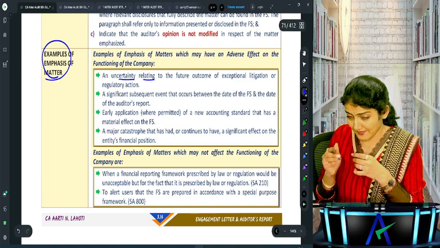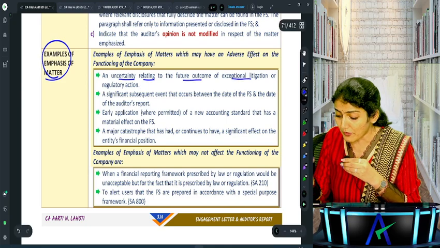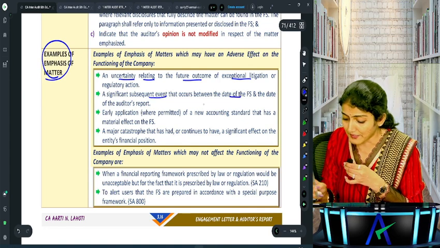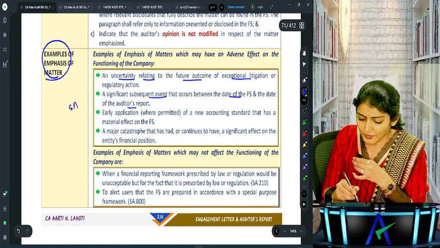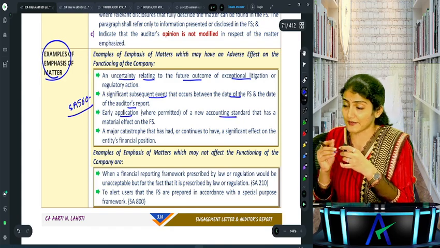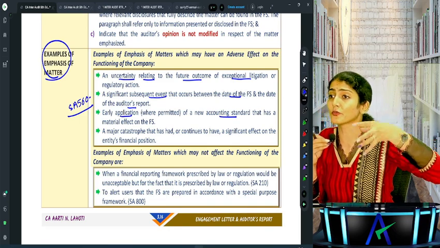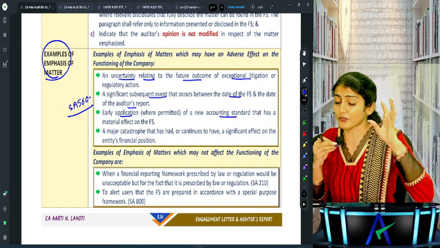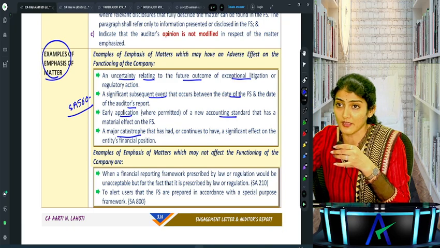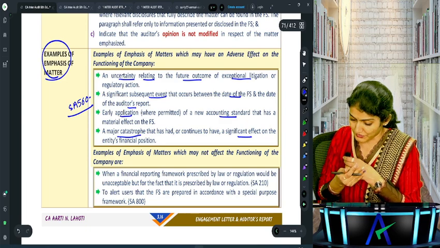The example which I just gave you: contingent liability of 7,000 crore, uncertainty related to future outcome of an exceptional litigation, then significant subsequent events which occurred between the date of financial statements and the date of audit report. So that is SA 560. Then early application of a new accounting standard, a standard applicable from 2027. The company voluntarily started complying from 2026 only. Major catastrophe. What is catastrophe? Fire, flood, earthquake. The company suffered a loss of 800 crore, which has a significant effect on financial position.